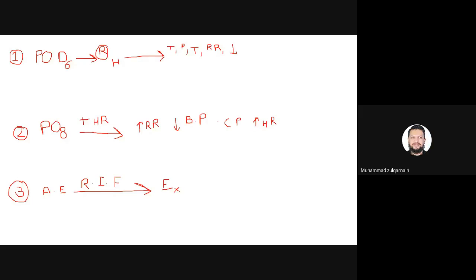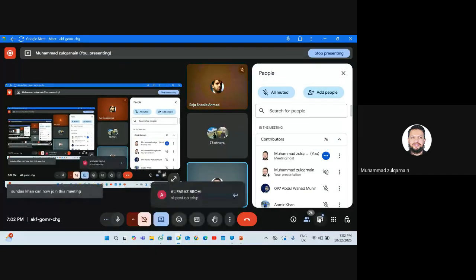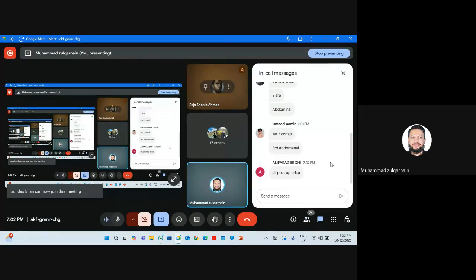Very good. So very good that you are right, that those patients who are post-operative are meant to be examined through the CCRISP protocol and managed accordingly, while the patient who is pre-operative must be managed with only the abdominal examination, right?